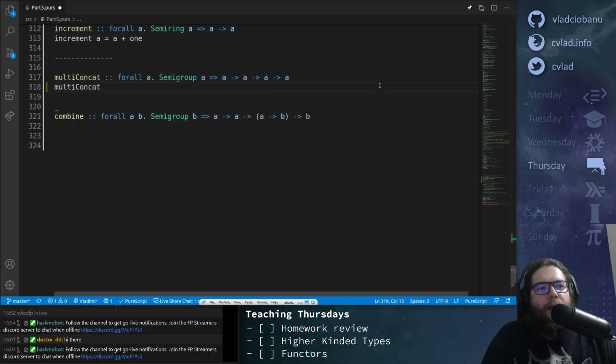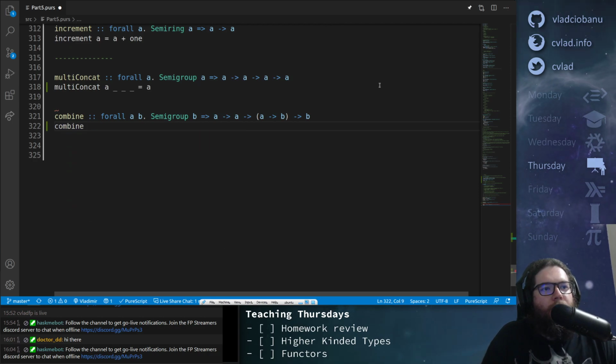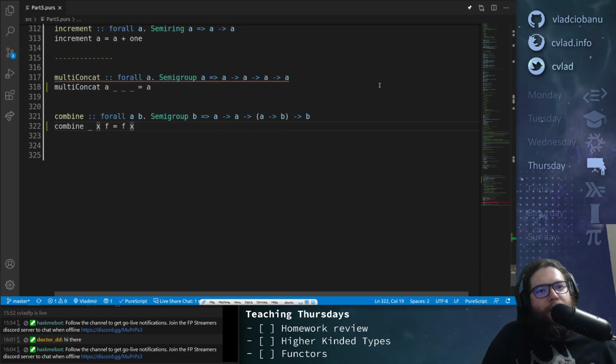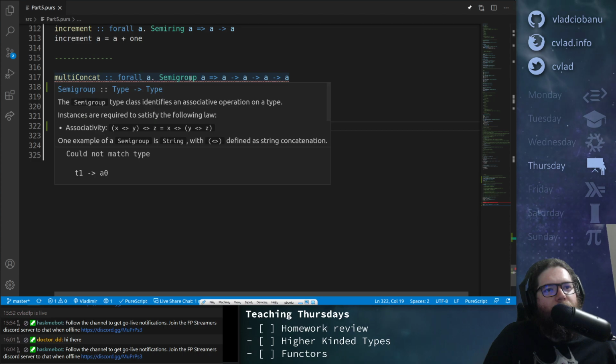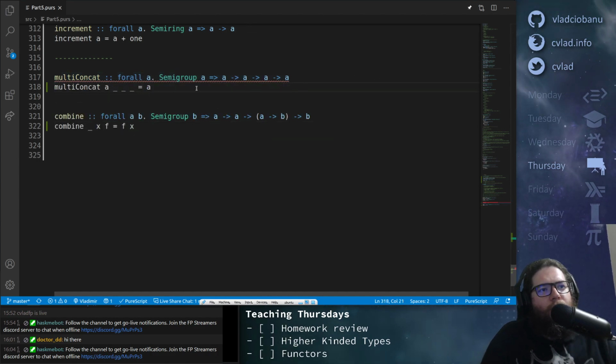Okay, multi-concat. I did not understand how to do this one. You said that this one's a bit trickier, but it actually combines one. Okay, I just gave them some dumb implementations such that they work. But it's still an error. Wait, what's the error? Could not match. I think I forgot one of these, or maybe I have one extra.